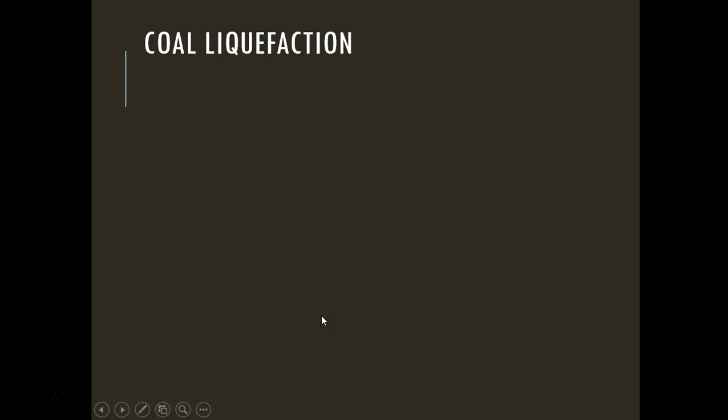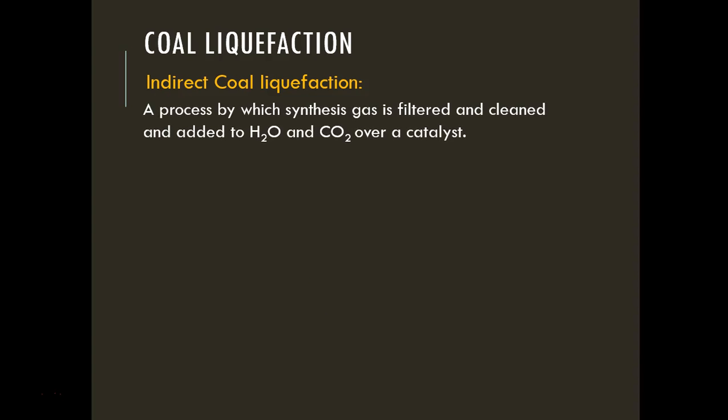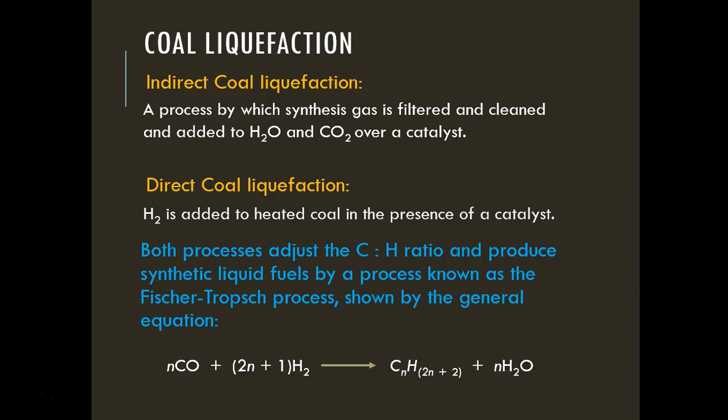All right, so coal liquefaction is the process of turning coal into liquids. There are two types of coal liquefaction. Indirect, which is a process where synthesis gas is filtered and cleaned and added to water and carbon dioxide over a catalyst. Direct coal liquefaction, which we see more often, is when hydrogen is added to heated coal in the presence of a catalyst. Both of these processes will adjust the carbon to hydrogen ratio to produce synthetic liquid fuels in a process known as the Fischer-Tropsch process.